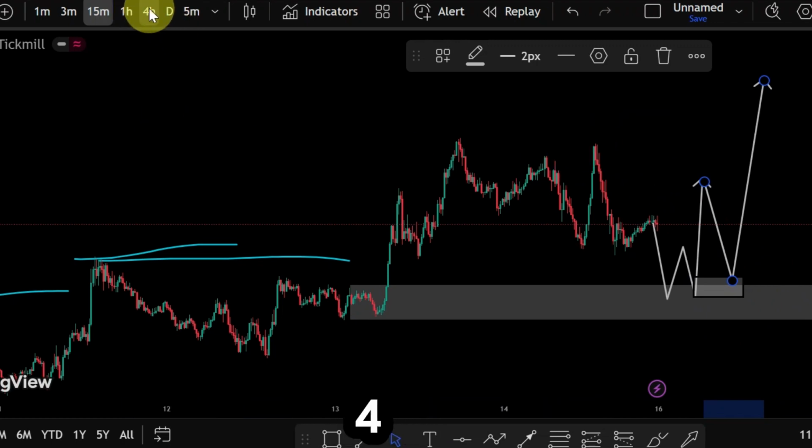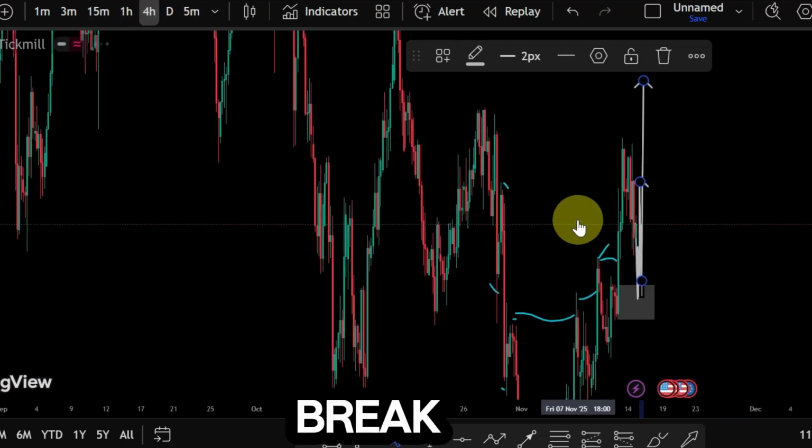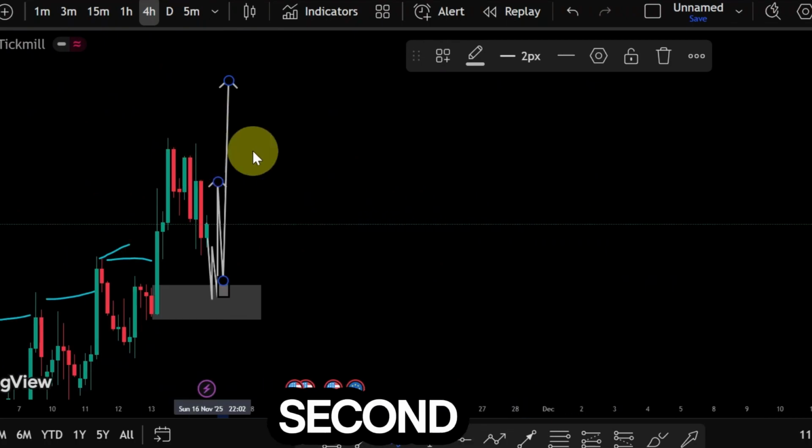Then you can go to the 4 hours and use the 4 hours break of structure as your second TP.